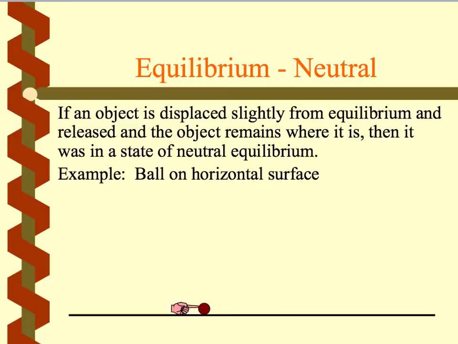Neutral equilibrium exists when an object is displaced slightly and the center of gravity or center of mass remains where it is. For example, this ball on the table, if we displace it, the center of mass neither raises nor lowers, just simply remains where it was.